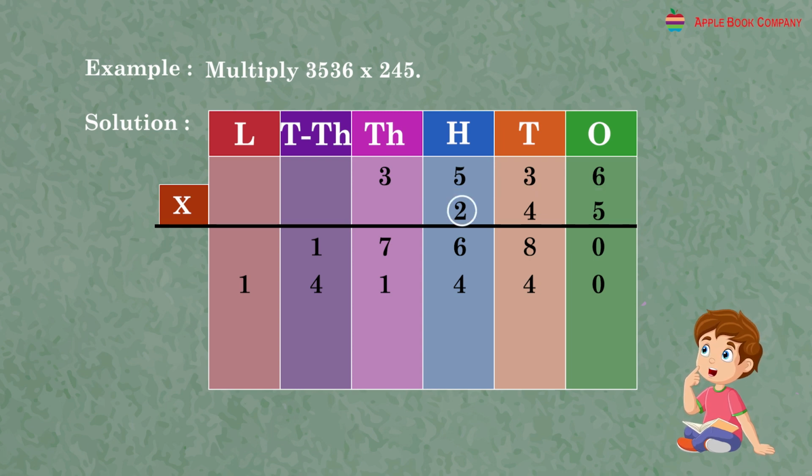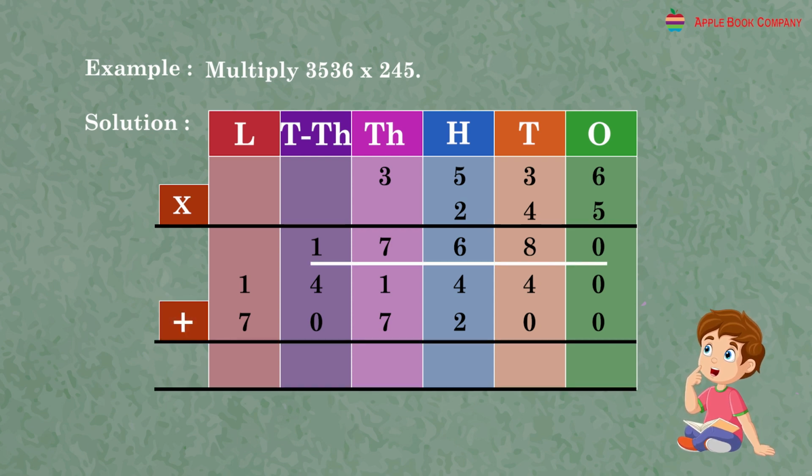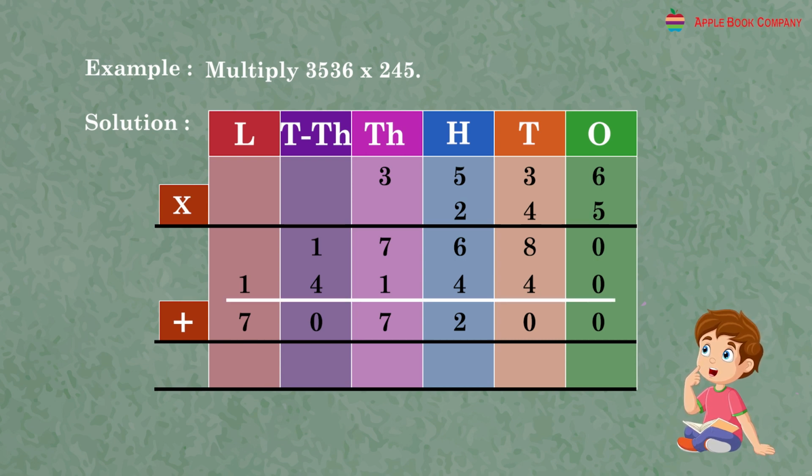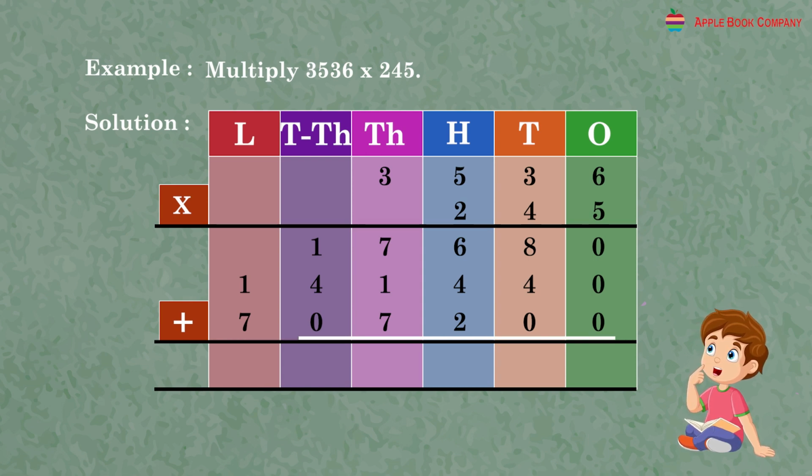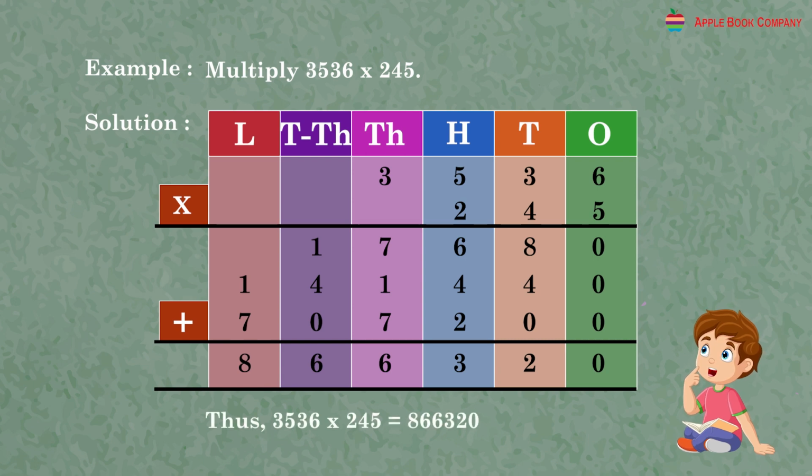3536 multiplied by 200 is 707200. Step 4. Add 17680 plus 141440 plus 707200 is equal to 866320. Thus, 3536 multiplied by 245 is equal to 866320.